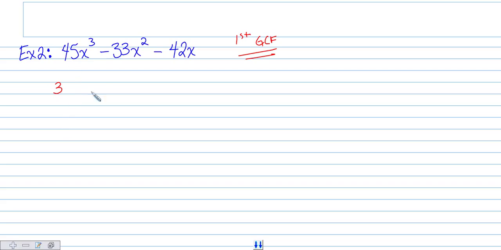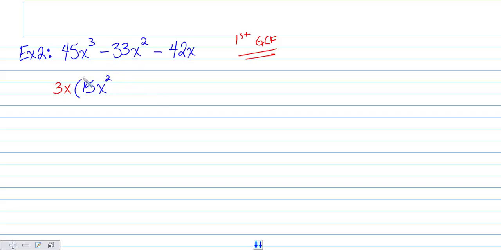Then they all have an X. So you can pull an X out, and the smallest exponent is 1, so you can pull one of them out. Okay? So now 45 divided by 3 is 15. We have 3 x's, we took 1 out, so we have a square.